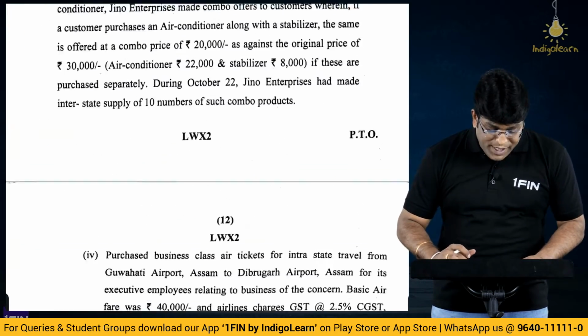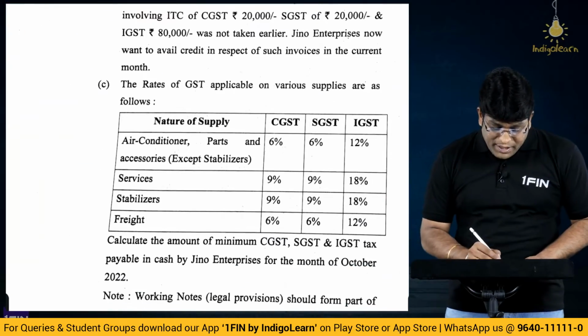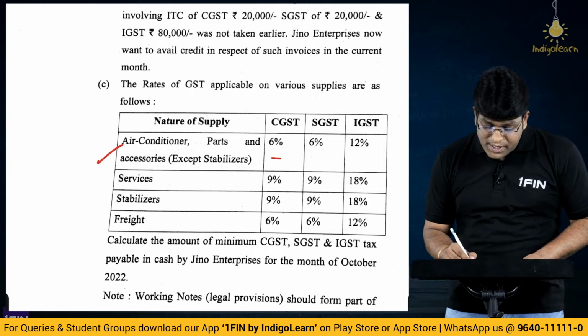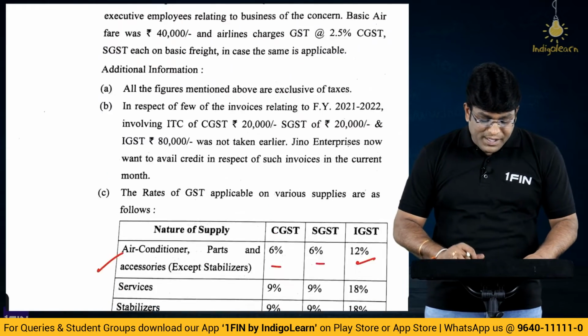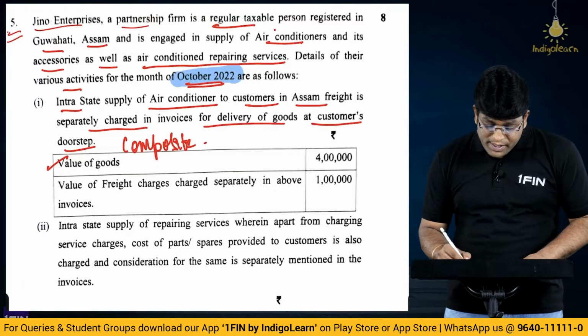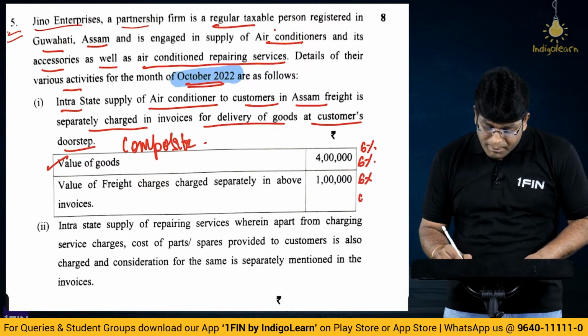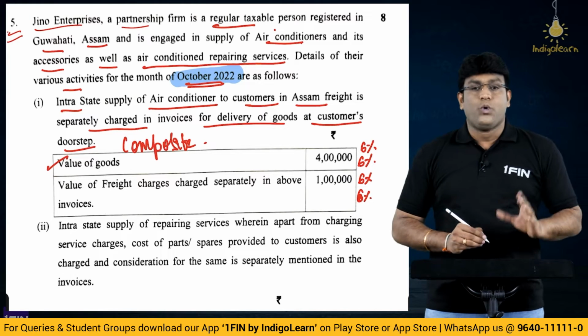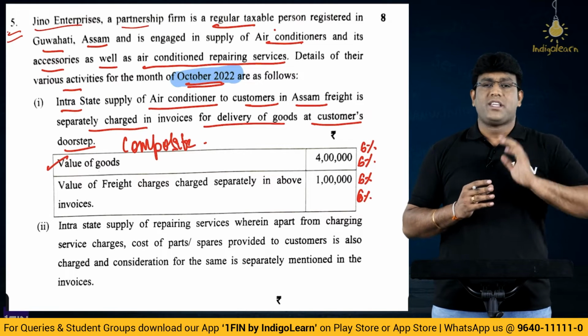And what is the tax rate for AC? Let's proceed. And the tax rate for AC is how much, my dear friends? 12%. So on this, we will charge 6% CGST, 6% SGST. Same story will apply for goods also, even as for freight charges.